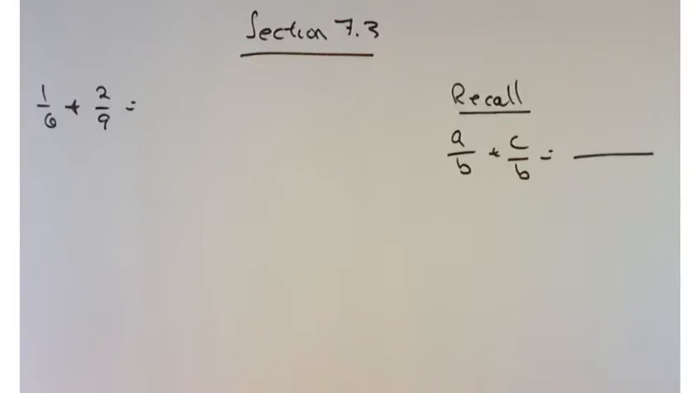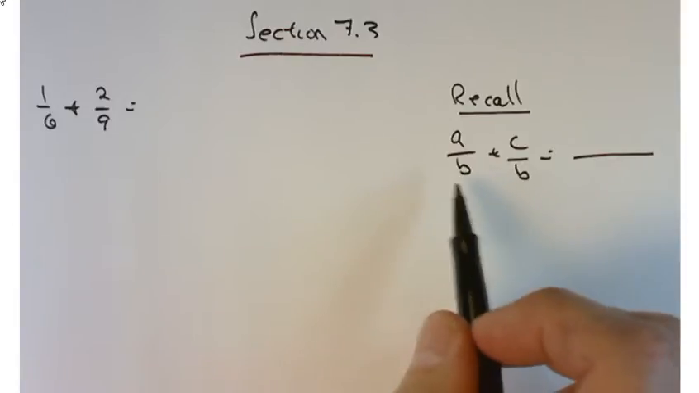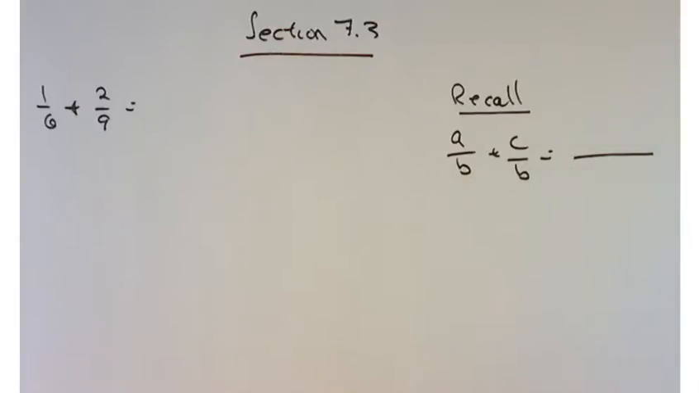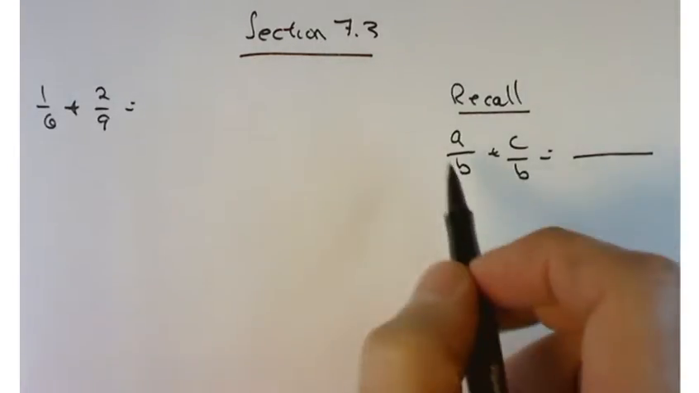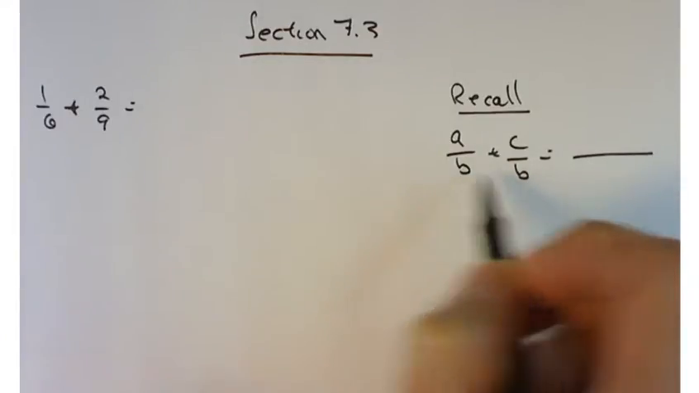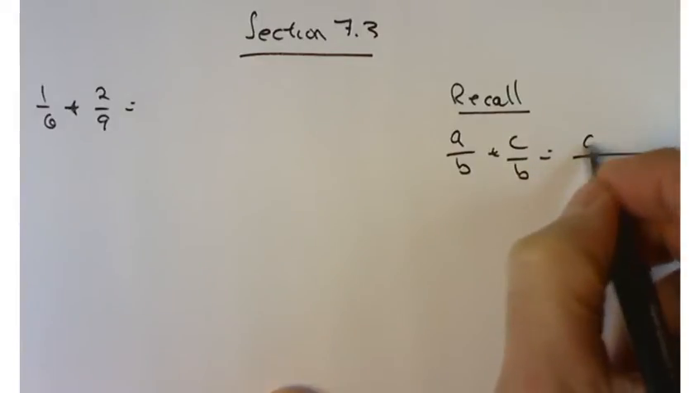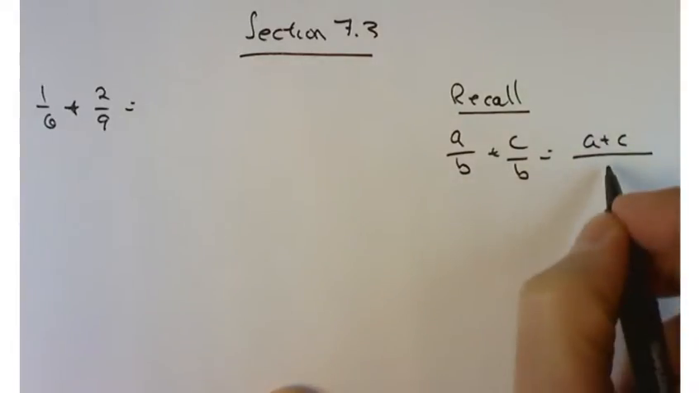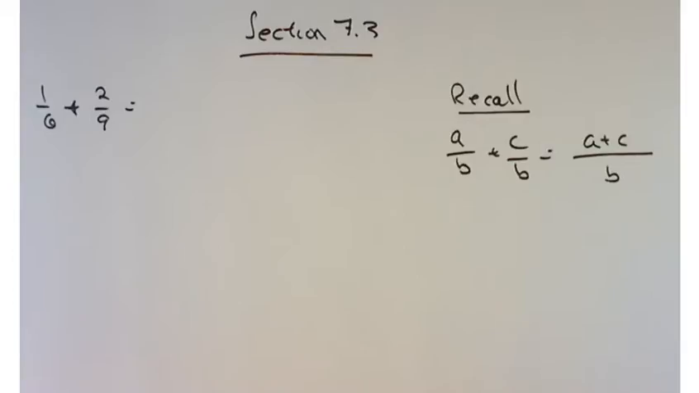So in section 7.3, we're going to be working on adding together rational expressions. Basically, that's a glorified version of saying we're going to add together fractions. Some of these fractions can have things in the numerator like polynomials, etc. But basically, in order to add fractions together, we need things that have common denominators. If you have common denominators, then you can add their numerators and divide by that common denominator.